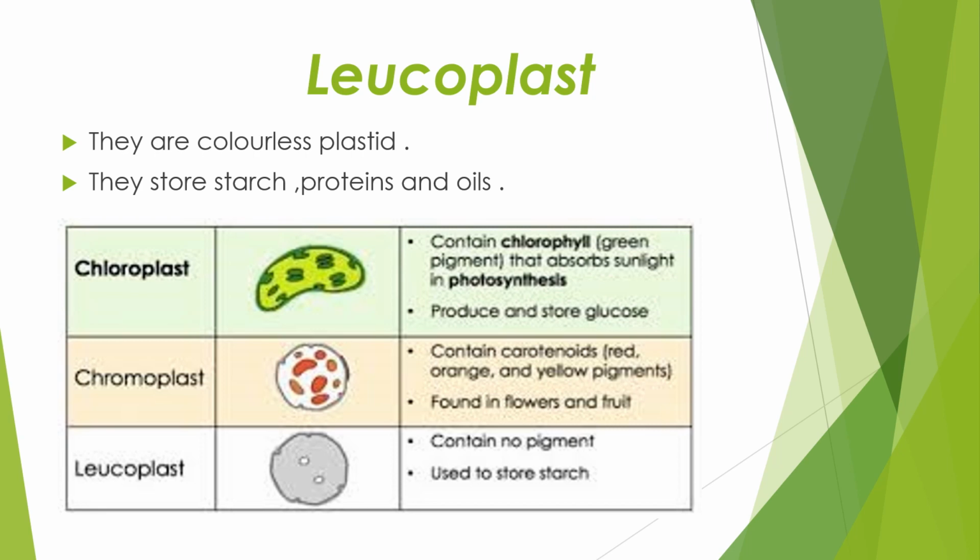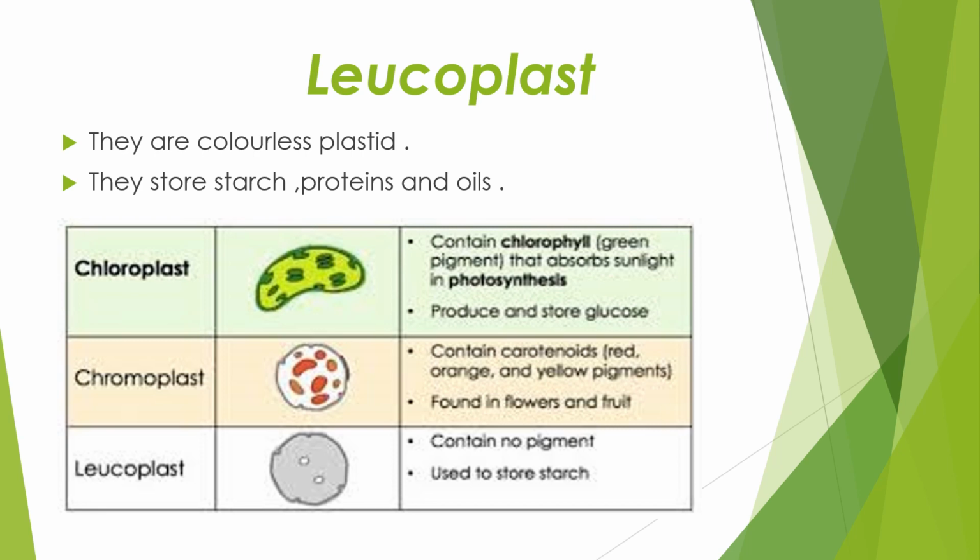See, this table is shown in your slide also. All three plastids are given. You can compare all the three types of plastid, that is chloroplast, chromoplast, and leucoplast. Chloroplast, this is just a type of revision. It contains the chlorophyll, that is a green pigment which absorbs the light energy, sunlight, and helps in the process of photosynthesis. Now, what does it do? It produces and also stores the glucose inside it.